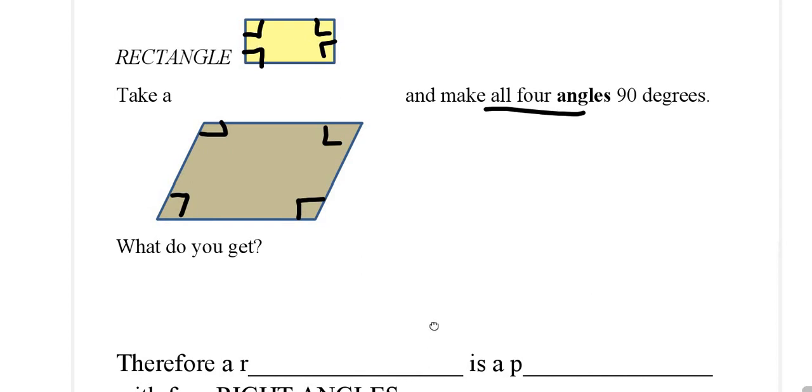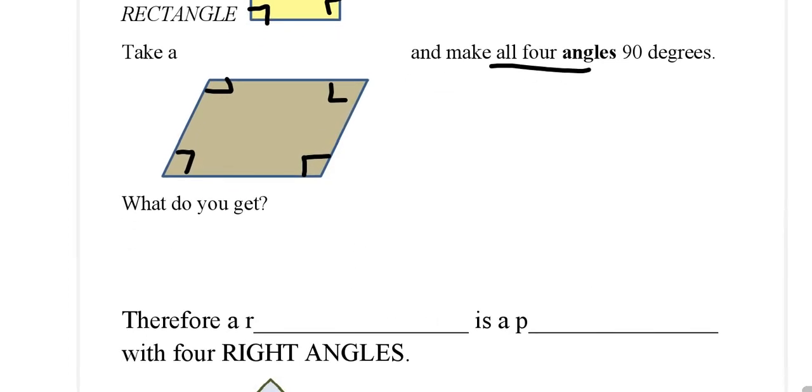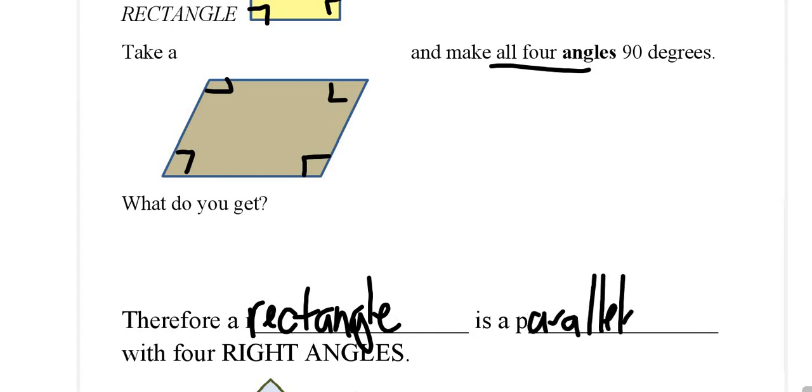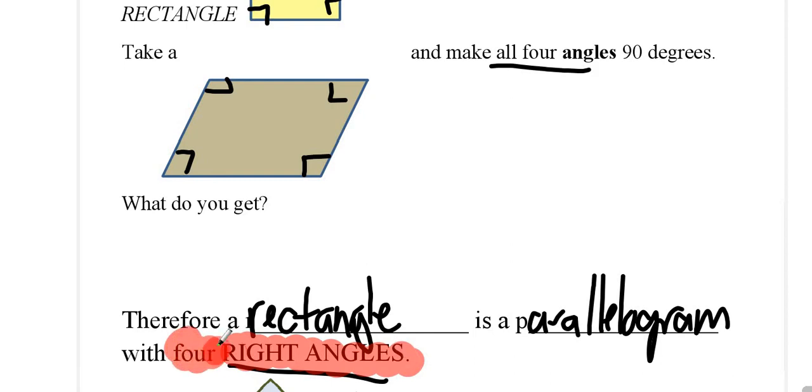So if you start with the parallelogram and you make 4 right angles, you get yourself a rectangle. So one of the definitions of a rectangle is: a rectangle is a parallelogram with 4 right angles. So the 4 right angles is what makes a rectangle a rectangle.